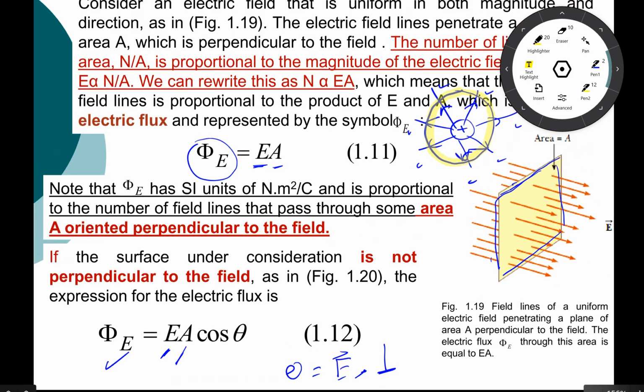the surface. So in this case, this line is perpendicular to the surface, and these lines are the electric field, and one can conclude that the direction of the field is parallel to the direction which is perpendicular to that surface. So in this figure, the angle theta is equal to 0 and cosine 0 equals 1. So when the field lines are perpendicular to the area, one can simply say that the number of the field lines is the product of the magnitude of the electric field and that surface.